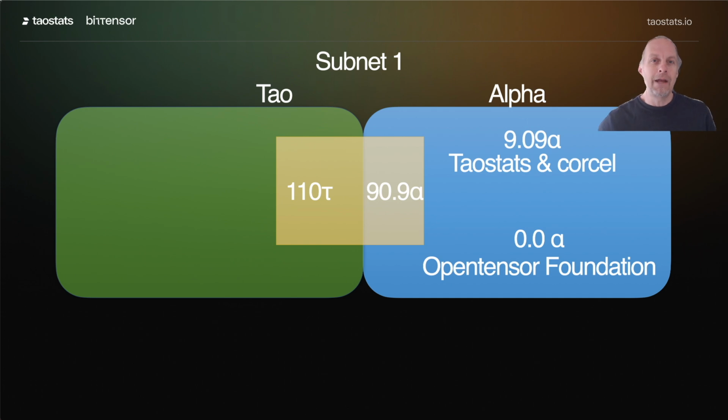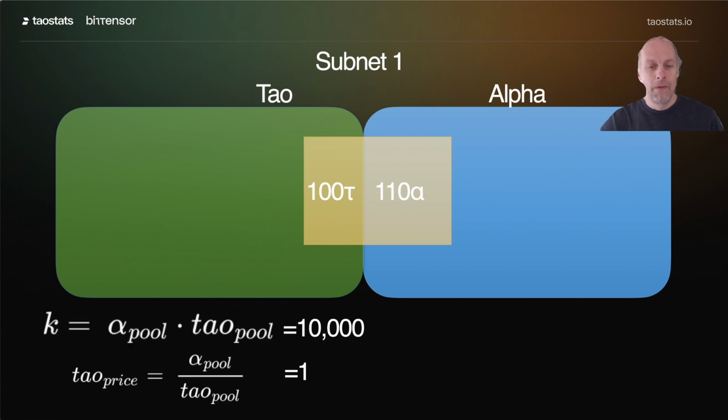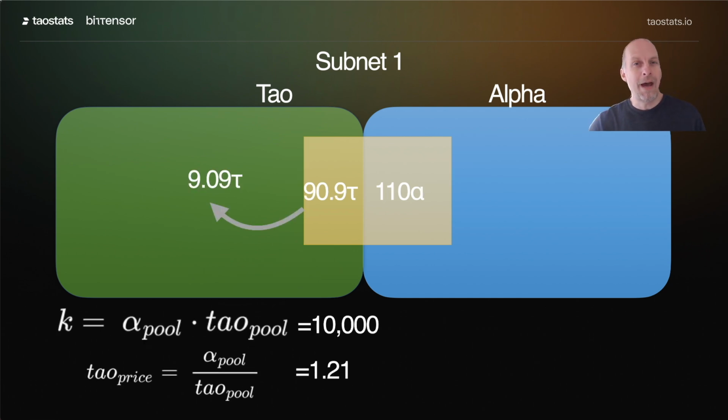The other thing you can do with your alpha is sell it. And this goes through the exact same process in the other direction. If there's 100 tau and 100 alpha in the liquidity pool, it does the exact same math and you're going to get 9.09 tau out on the other side. So the math is the same either way going through the liquidity pool. We have to make sure that K stays constant. And so that's how we get our slippage going one way or the other, because K must remain constant.